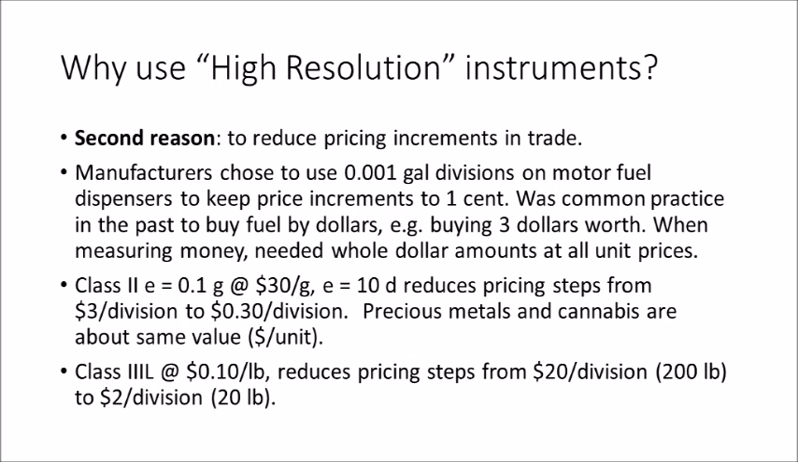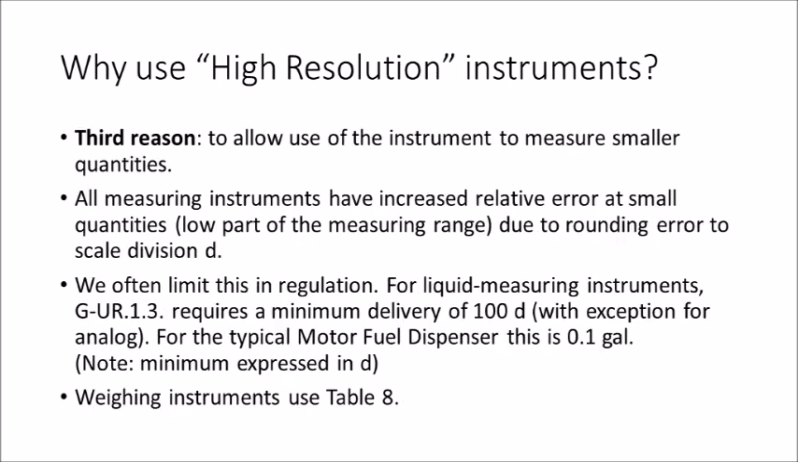The same is true of Class 3L. If we had to measure stuff in 200-pound scale divisions, even cheap stuff like trash would be $20 for every scale division. And the high-resolution instrument reduces that. There's a third reason to use high-resolution instruments, and that's because you can measure smaller quantities with the same instrument. Basically, instruments have increased relative error at small quantities due to the rounding error to the scale division D. When you make D smaller, you can measure smaller on the instrument.